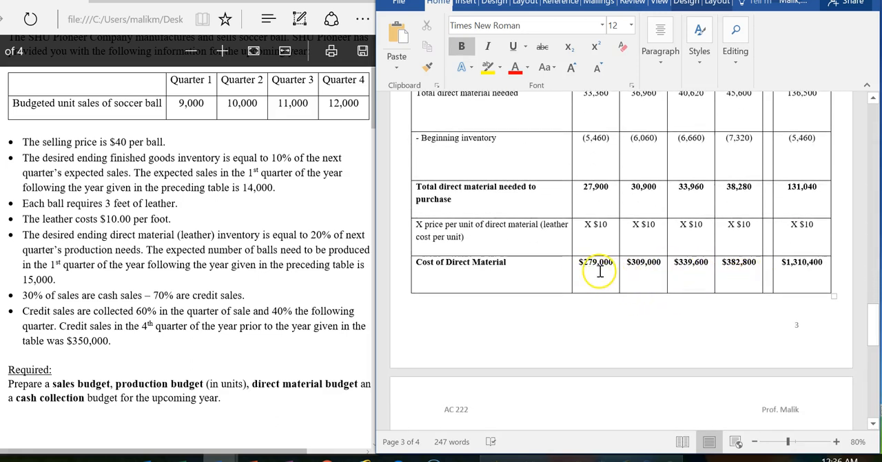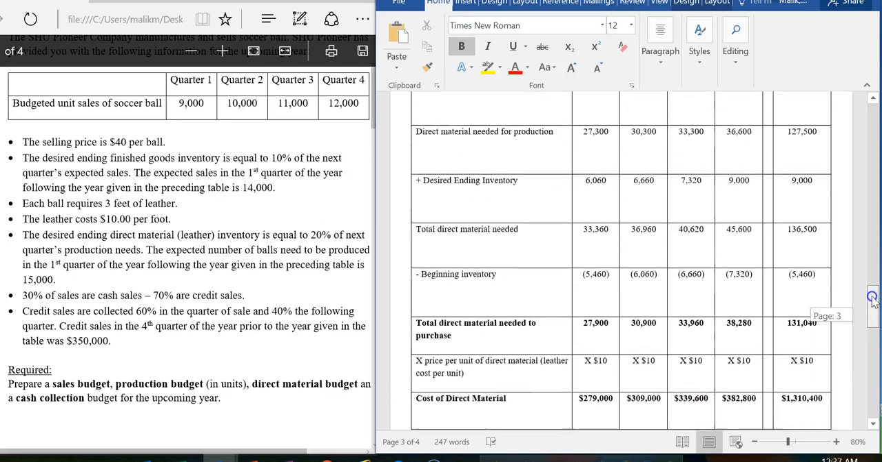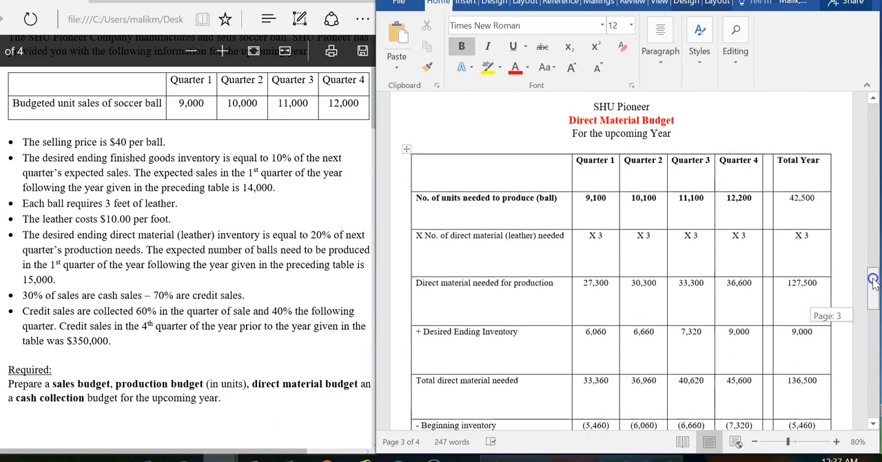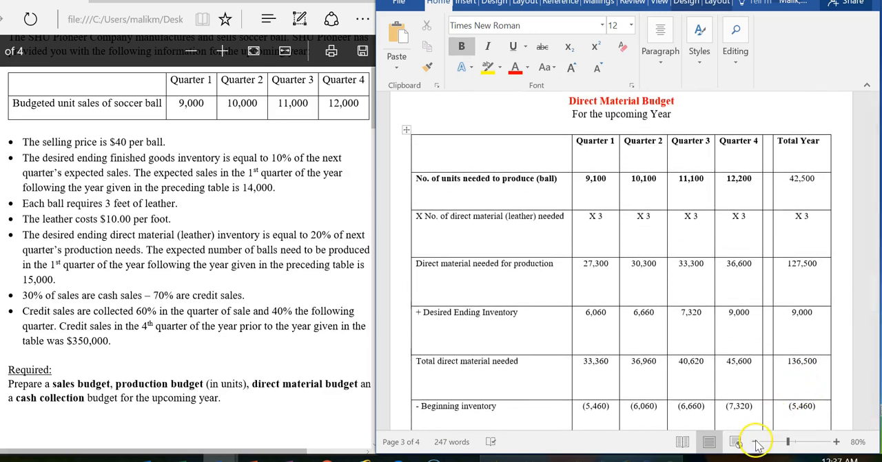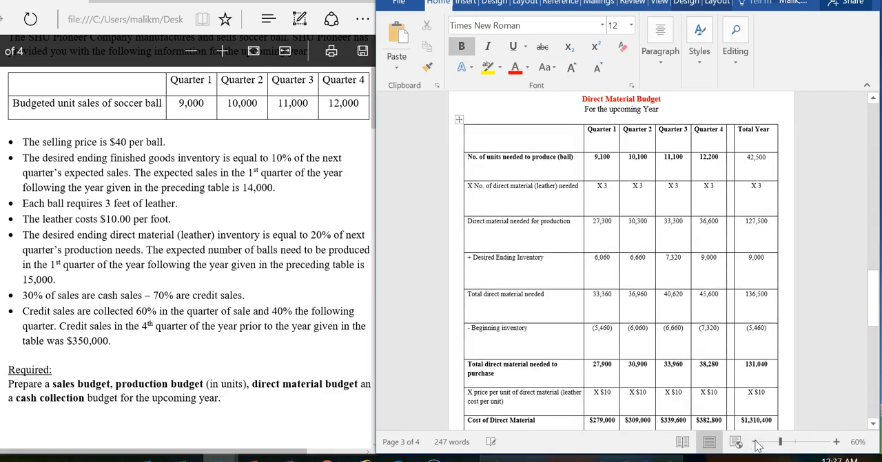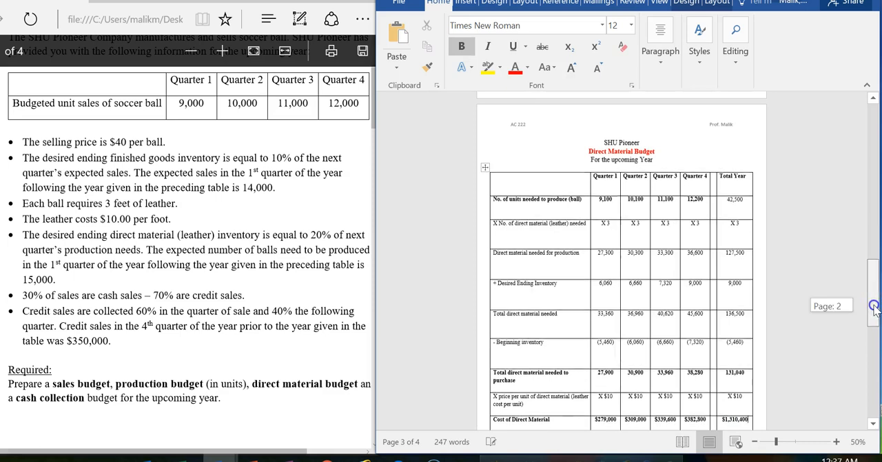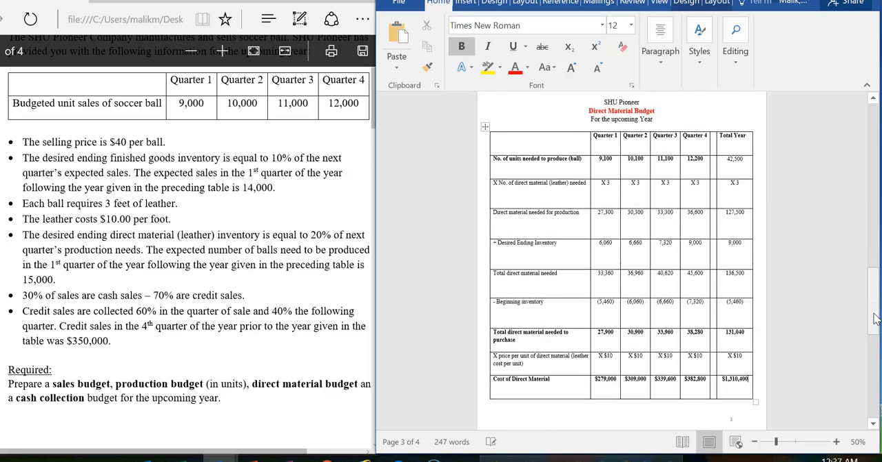Now let's check it by adding these numbers across the column. That means add 279,000 plus 309,000 plus 339,600 plus 382,800. You should get the same number. Well, it's a long problem, I know. Direct material budget is the longest budget. So I really request you to practice, because you need to do this assignment which will be graded, and of course it will be on your final exam.